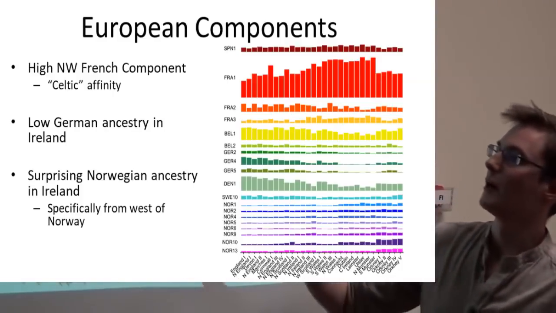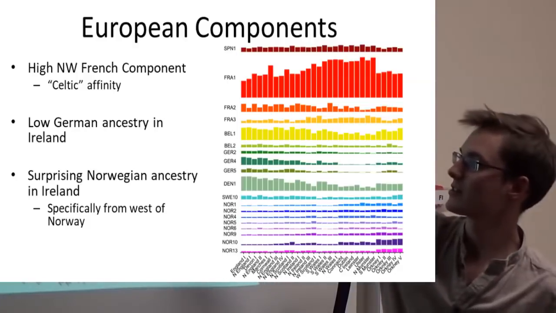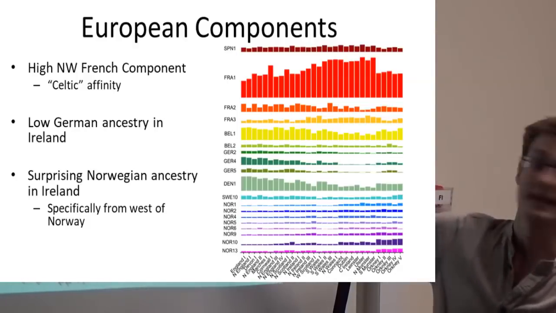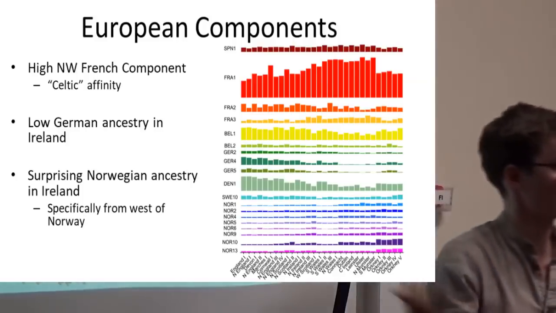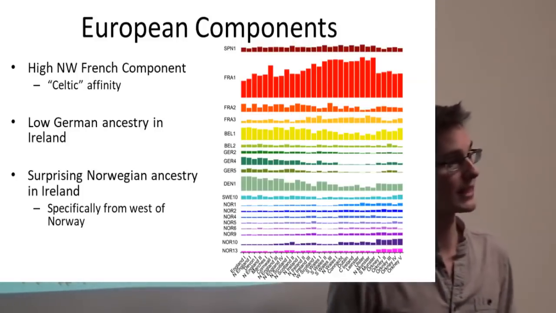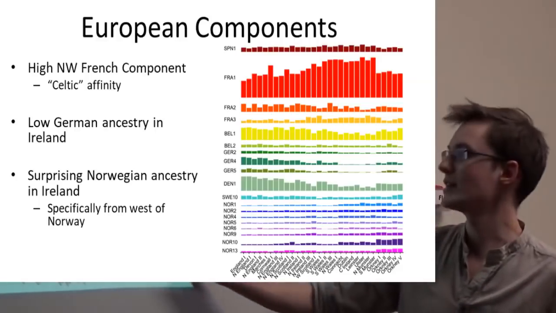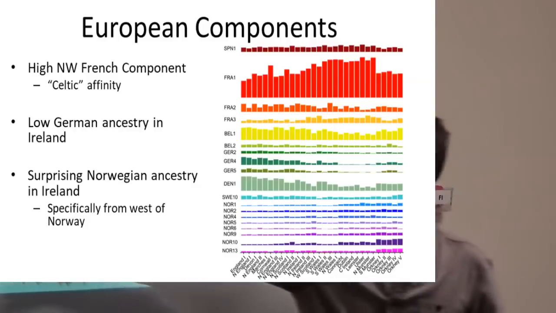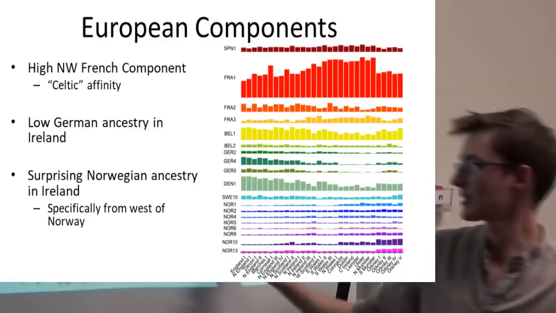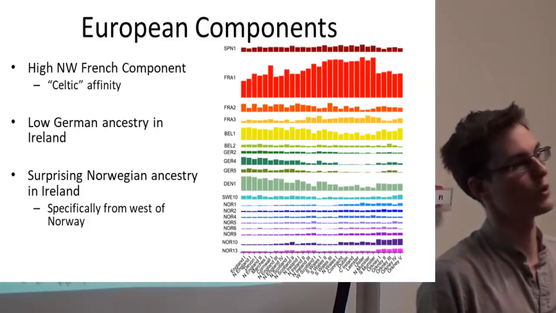What you can see also is that within these German populations, within green, there's particularly low levels within Ireland compared to, say, England, which is what you'd expect. There's been more Germanic influences within England compared to Ireland. But interestingly, we found this high level of Norwegian ancestry within Ireland, particularly from using this Norway 10 signature. And this signature was really similar to the signature that we find in Orkney.